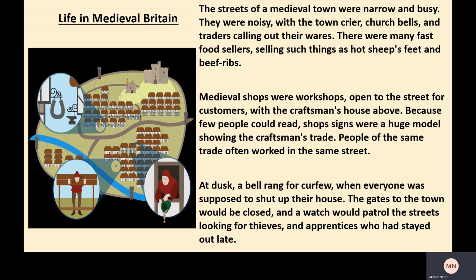Medieval shops were workshops open to the street for customers, with the craftsman's house above. Because few people could read, shop signs were a huge model showing the craftsman's trade. So these signs were pictorial so that people could see what they were. Rather than having words, they would have pictures. People of the same trade often worked in the same street.